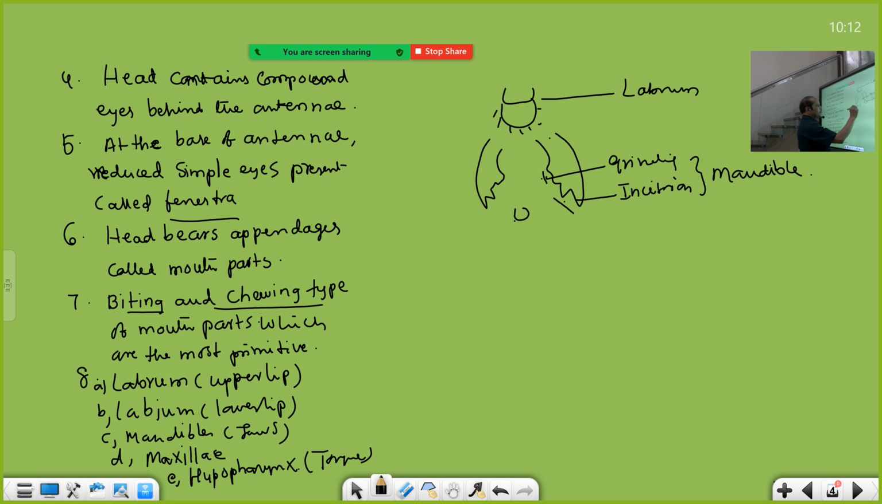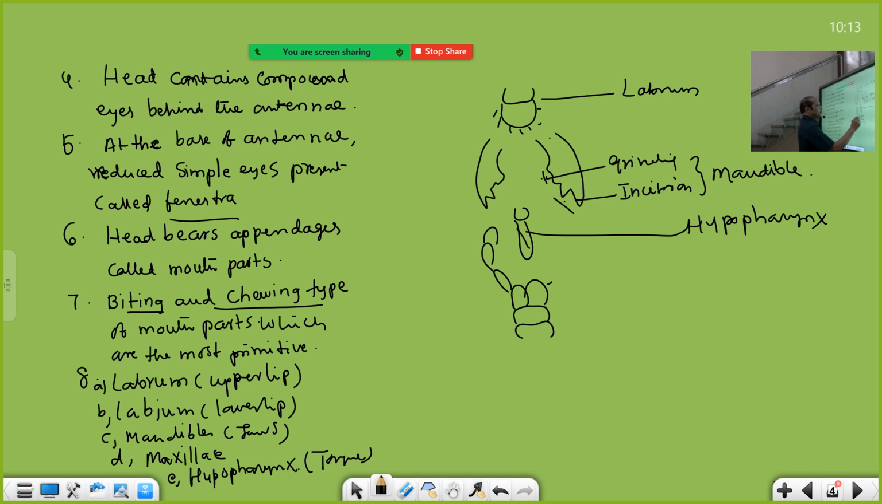And hypopharynx, this is. Sir, small doubt, sir. Are fenestra and simple eyes both equal, sir? No, simple eyes are technically named here fenestra. Both are same. Sir, but in the book they have given ocellus or spot. Ocelli is also another name of simple eyes. Simple eyes or ocelli or fenestra, all are one and the same.